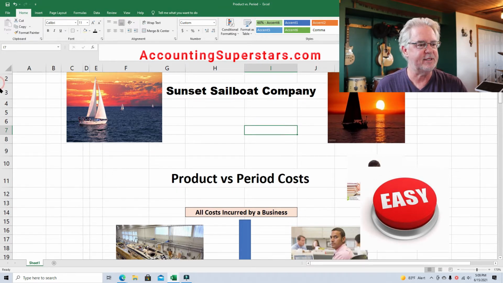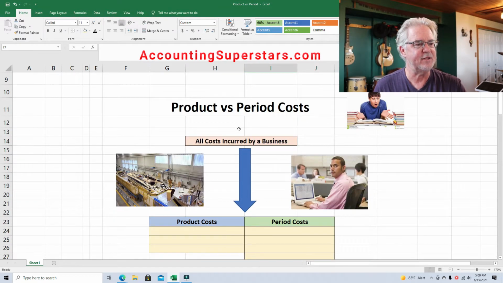So here's the deal, folks. If you take all the costs incurred by a business, all the costs, everything, you can categorize them in two categories. That's it. Either one or the other, never both. Never, ever, ever both. It's either one or the other. And it's really simple. Here's how you do it.